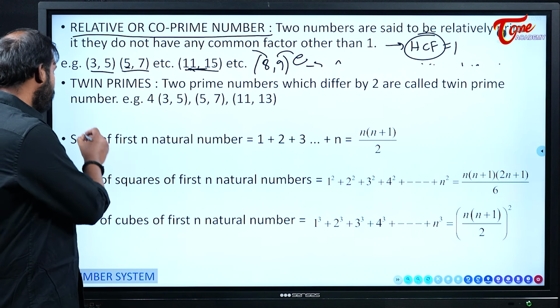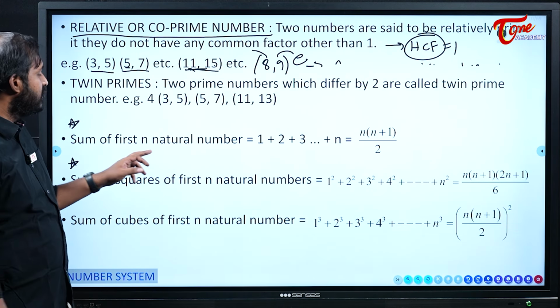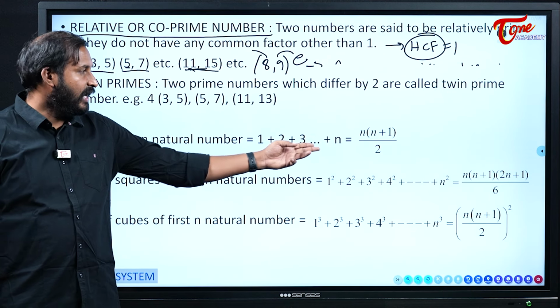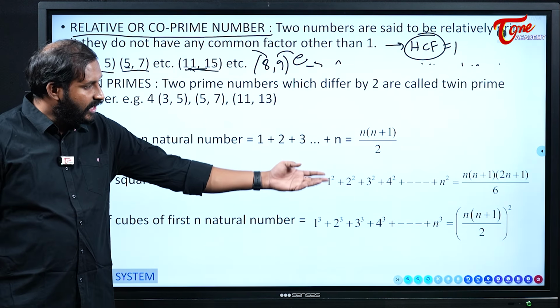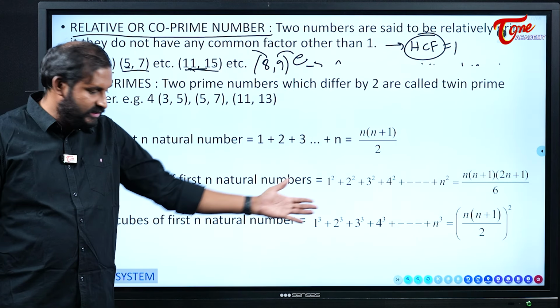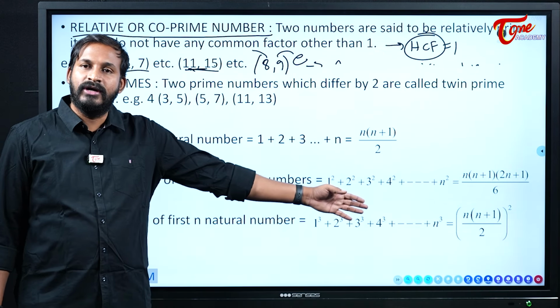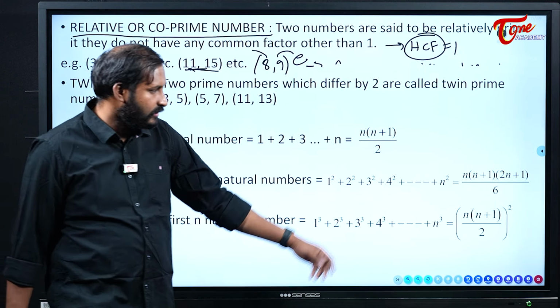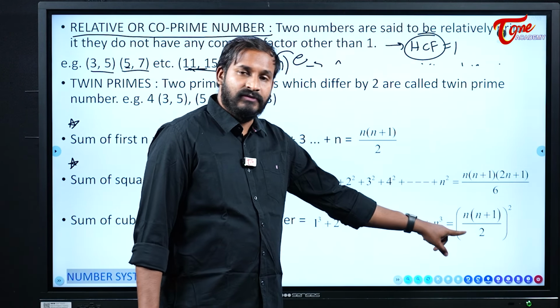Next one. These are some of the important formulas for our number system. What are those? Sum of first n natural numbers: n into n plus 1 by 2. Sum of squares of first n natural numbers: n into n plus 1 into 2n plus 1 by 6. Next, sum of cubes of first n natural numbers: n into n plus 1 by 2, whole square. So, this is the square of the sum of first n natural numbers.